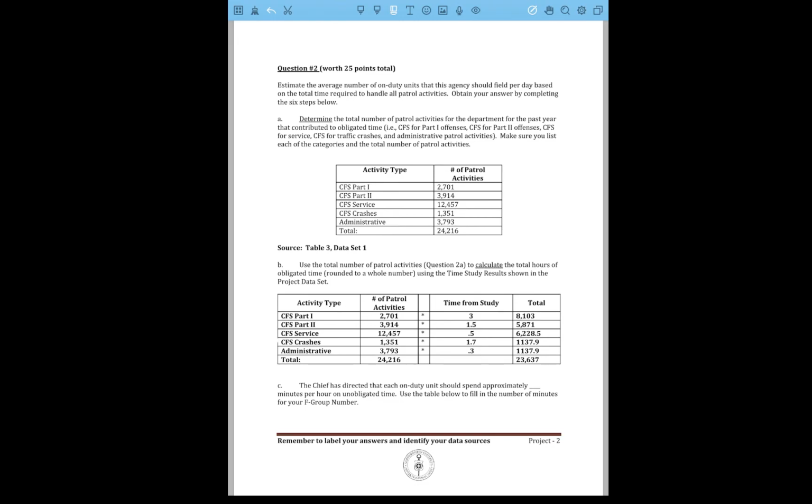And what this final answer is telling you for question 2b is that your total obligated time for your officers to respond to calls throughout the year is 23,637. And what is that unit of measure? It's hours. So we're talking 23,637 hours to be reactive or responding to calls for service. And that's question 2b.